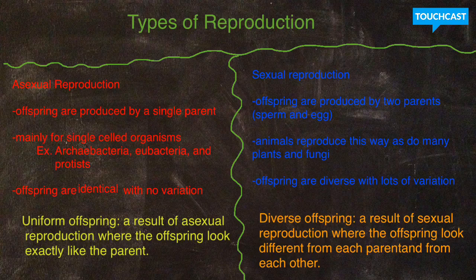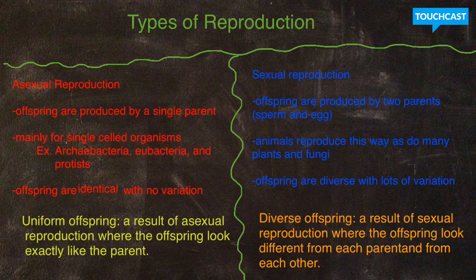Okay, so if you're not a clone, and if you're not reproduced by one parent, then you are probably reproduced using sexual reproduction, which is offspring produced by two parents when that sperm and that egg get together. Animals reproduce this way, as do many plants and fungi as well. The offspring are diverse. There's lots of variation.